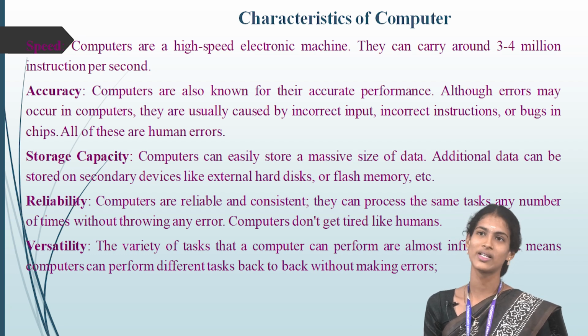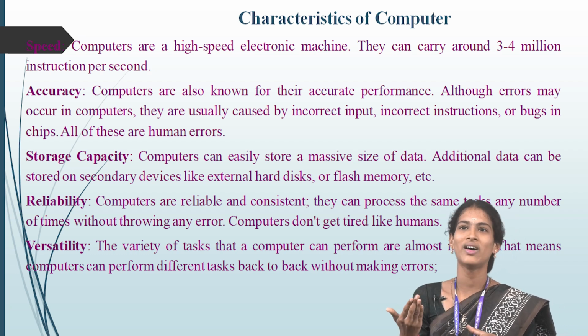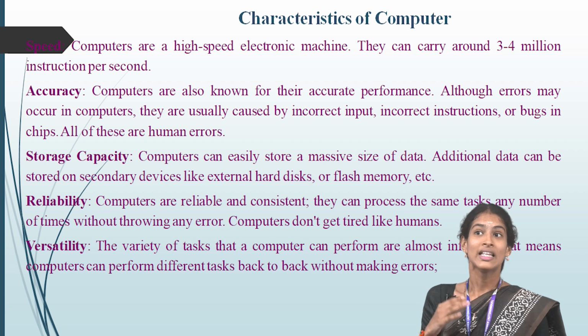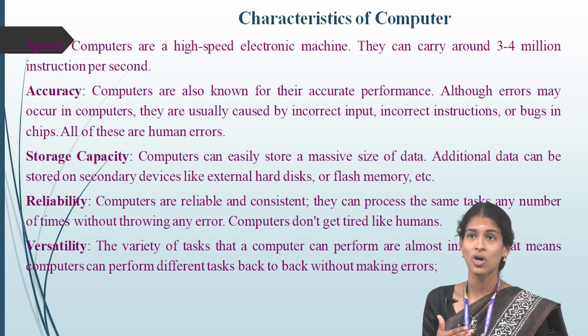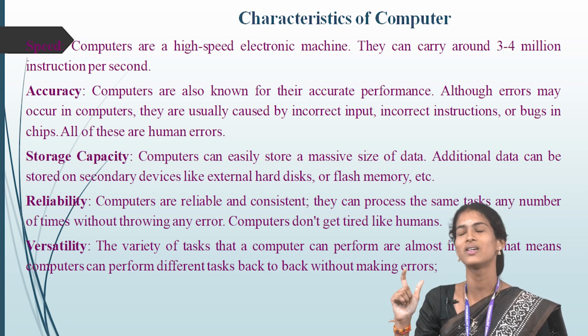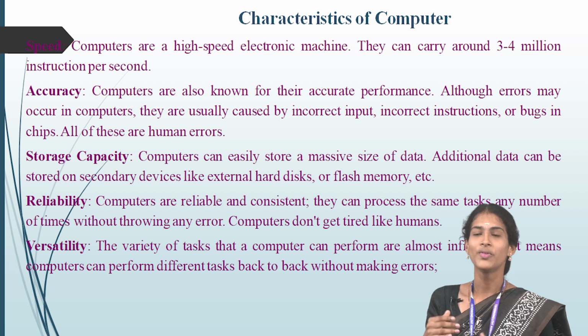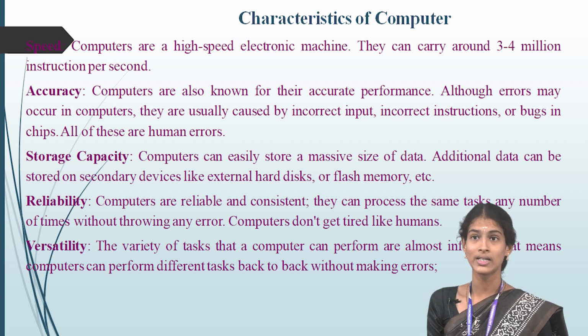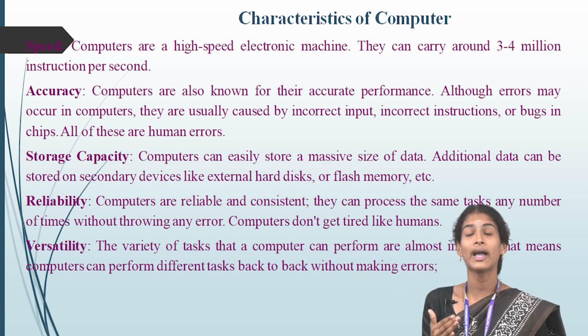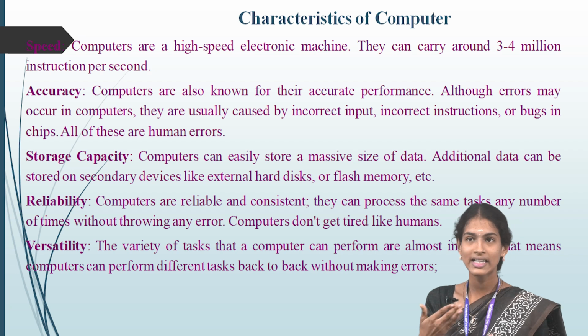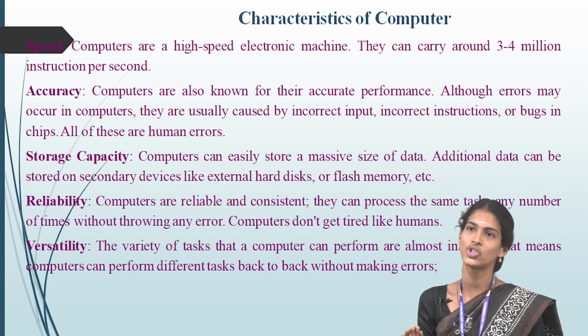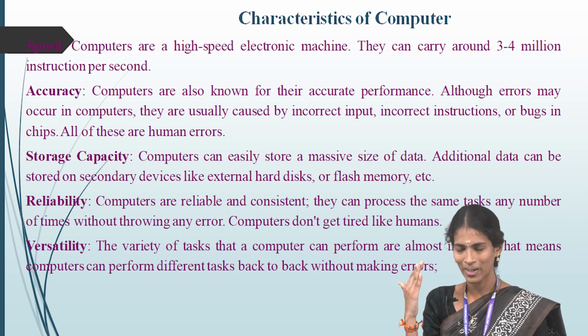The next, accuracy. Computers are also known for their accurate performance. They can complete the given jobs at almost 100% accuracy. Although errors may occur in computers, they are usually caused by incorrect input, incorrect instruction, or bugs in chips. All of these are human errors.